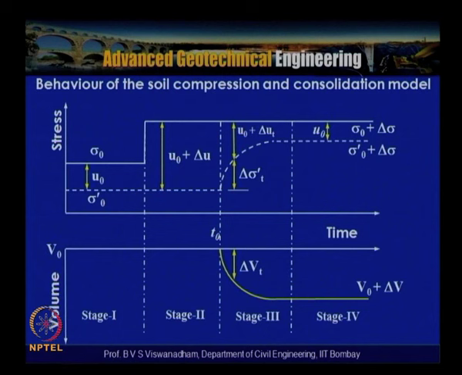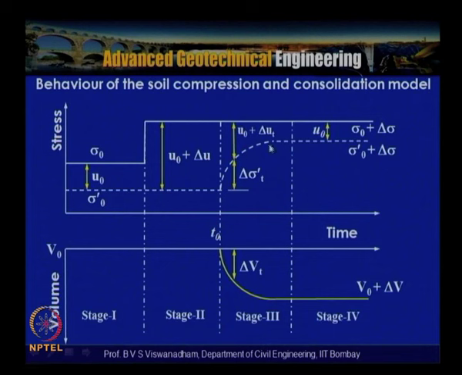Now in stage 3, the dissipation of pore water pressure commences. Once delta U starts decreasing, the soil grains start supporting the load. At that particular point, sigma naught dash plus delta sigma t dash is the stress already transferred to the grains, and this portion of the pore water pressure, delta u t, is yet to be dissipated.